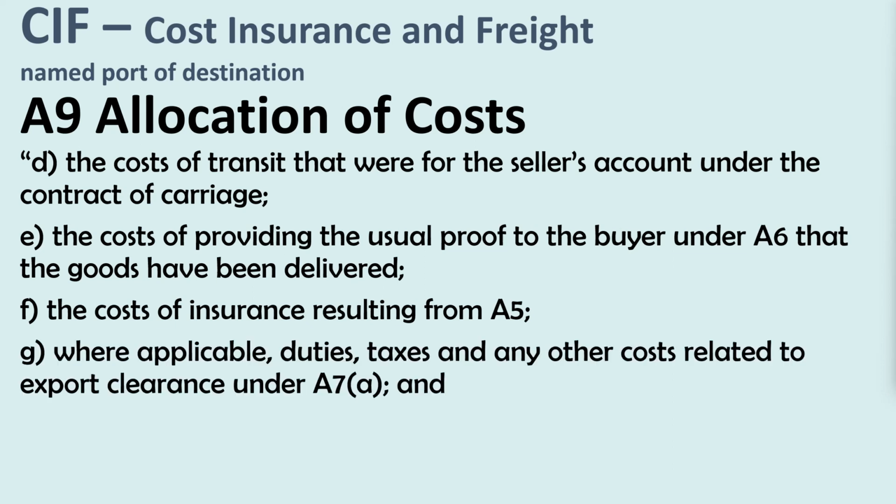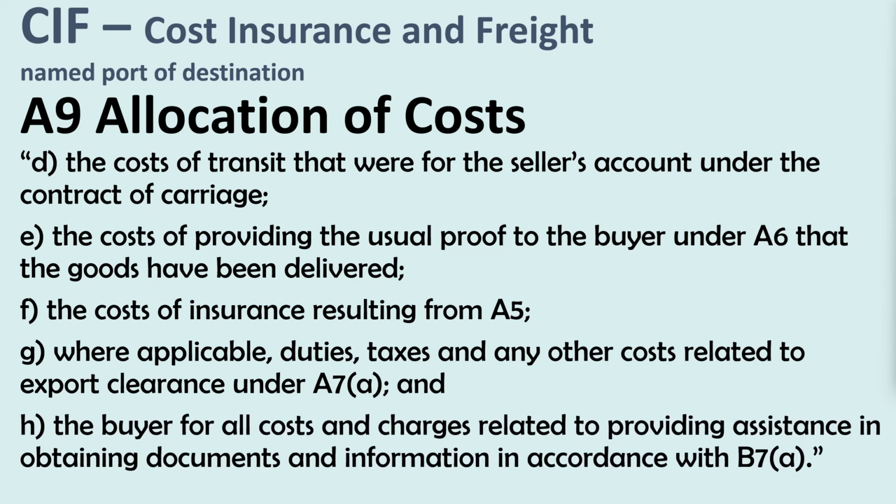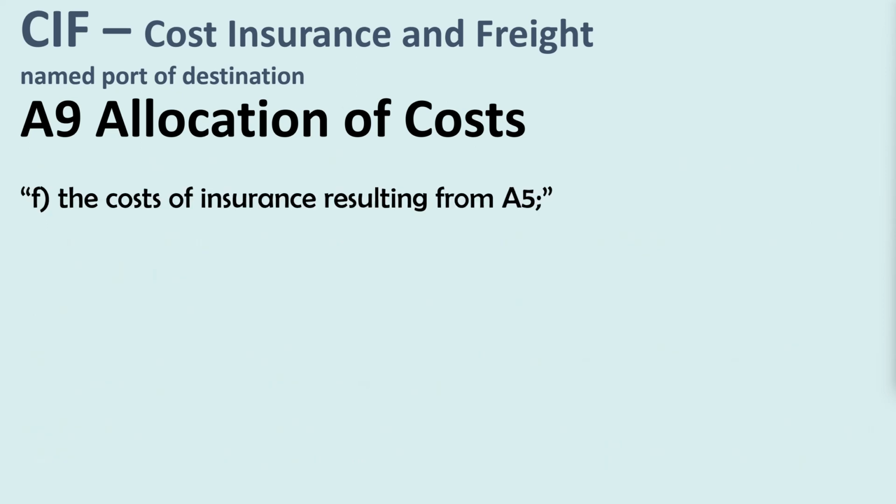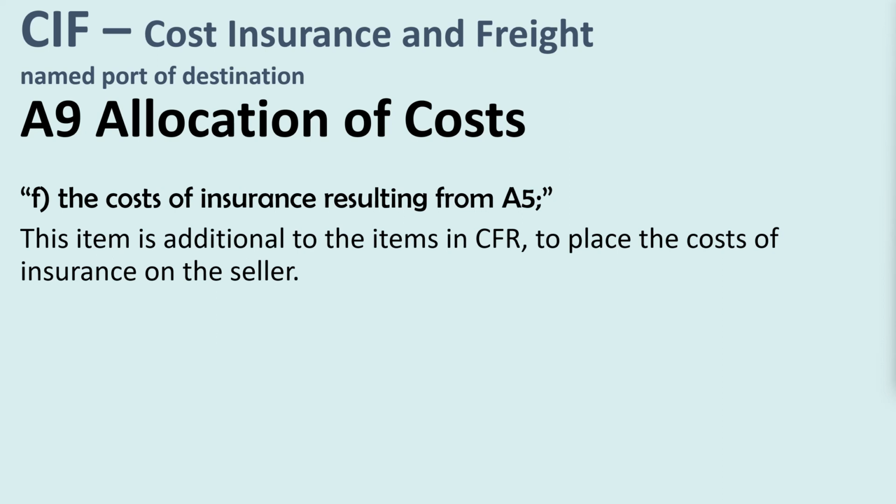The seller must pay G, where applicable, duties, taxes and any other costs related to export clearance under A7A, and the seller must pay the buyer for all costs and charges related to providing assistance in obtaining documents and information in accordance with B7A. The seller must pay F, the cost of insurance resulting from A5. What is this? This item is additional to the items in CFR to place the costs of insurance on the seller.